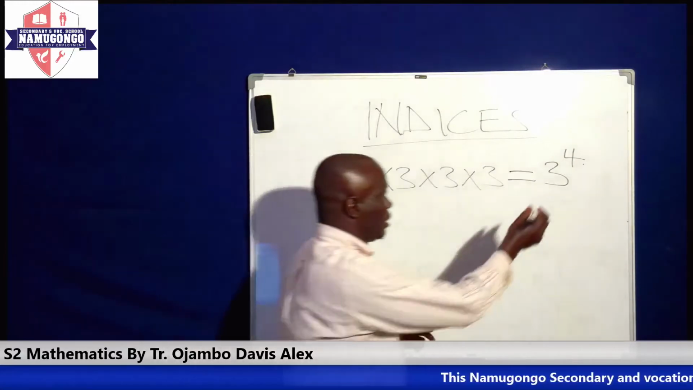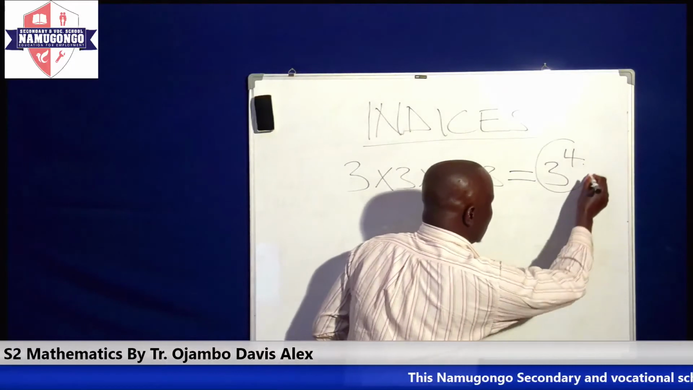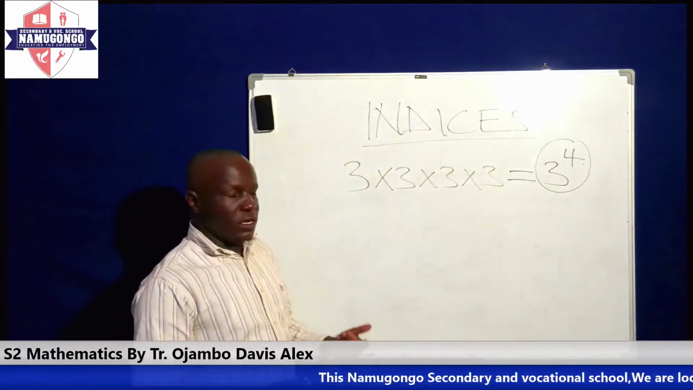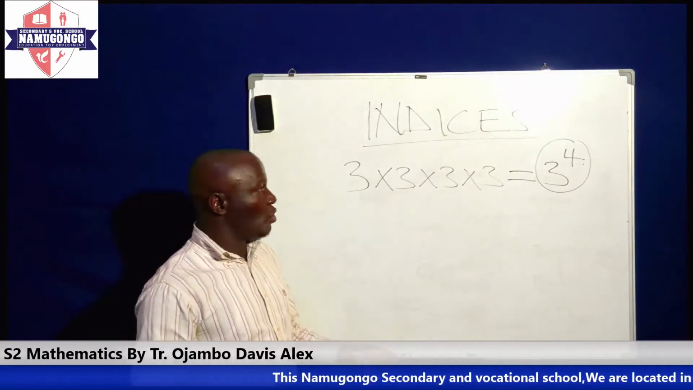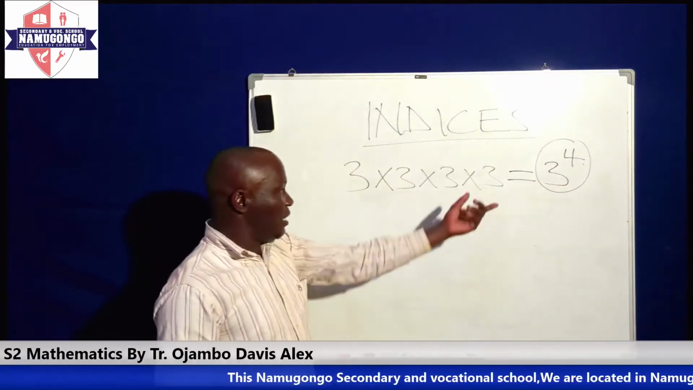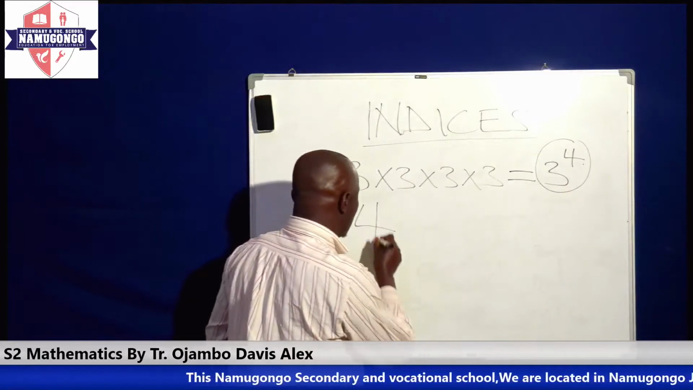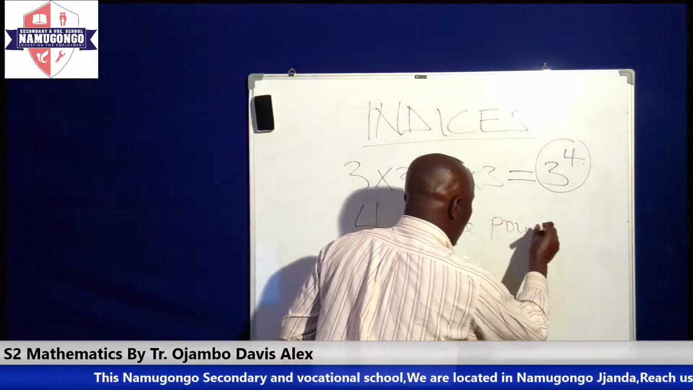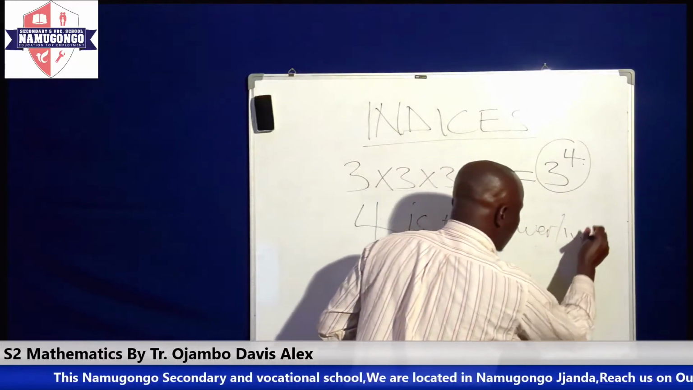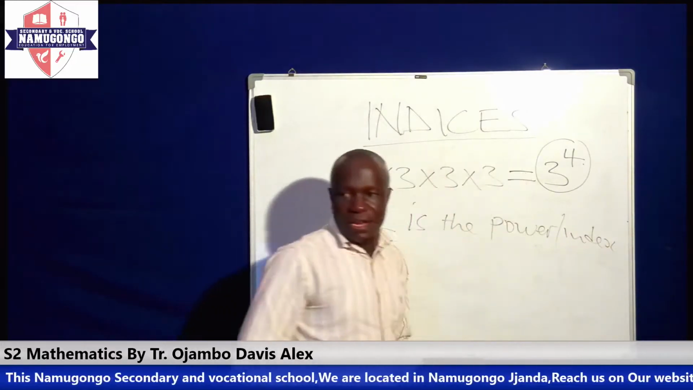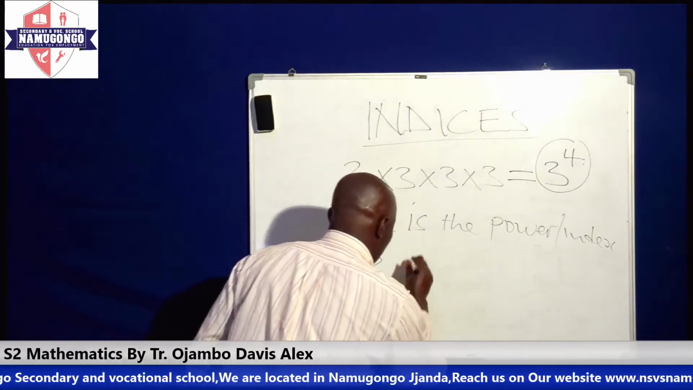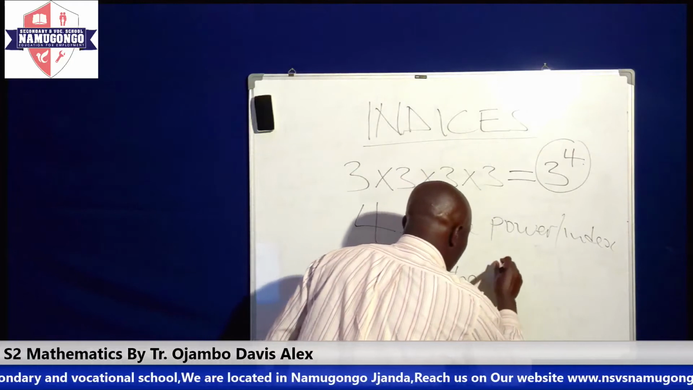When you are reading this expression, it is read as 3 raised to the power of 4. The power is also called an index, and in this case, 4 is the power, or index. Then the 3 is the base.